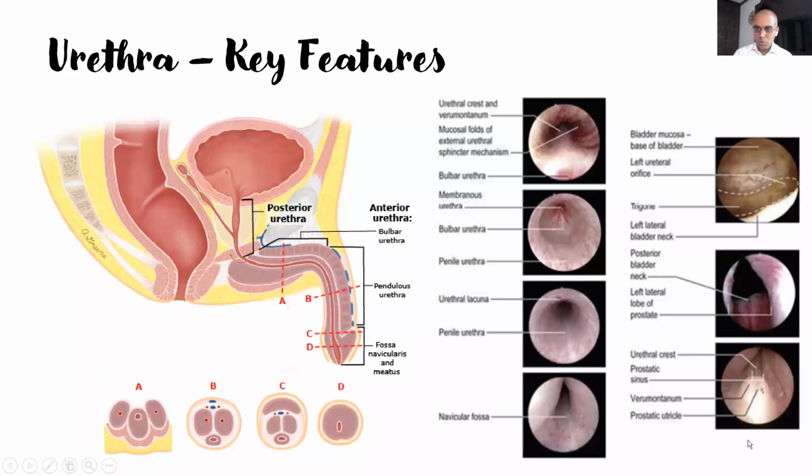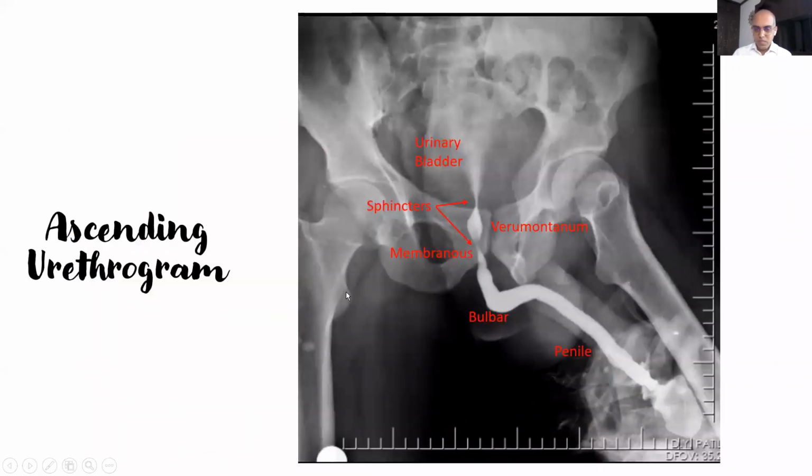This is a cystoscopic image of the urethra. This is how your fossa navicularis looks, and this is the penile urethra. This is the bulbar urethra, and the mucosal folds are usually seen at the level of the external sphincter. And then you have your verumontanum, and then you have the lateral lobes of the prostate, and this is the bladder neck, and then you enter the bladder. This is how we evaluate the urethra without doing a cystoscopy.